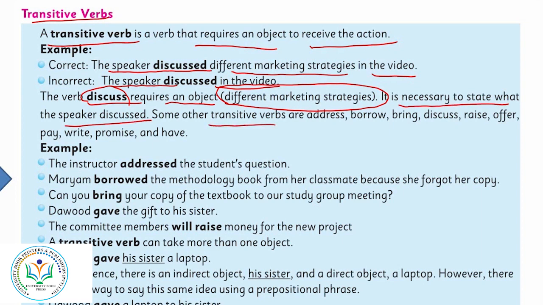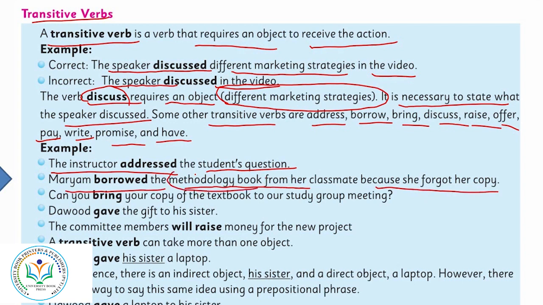Some other transitive verbs are address, borrow, bring, discuss, raise, offer, pay, write, promise and have. The examples are, the instructor addressed the student's question. Mariam borrowed the methodology book from her classmate because she forgot her copy. Methodology book here. Can you bring your copy of the textbook to our study group meeting? Bring here is the verb. And what is the object here? Yes, copy of the textbook. Daud gave the gift to his sister. The gift is here. Yes, the object. And gave is here, what? The transitive verb. The committee members will raise money for the new project.